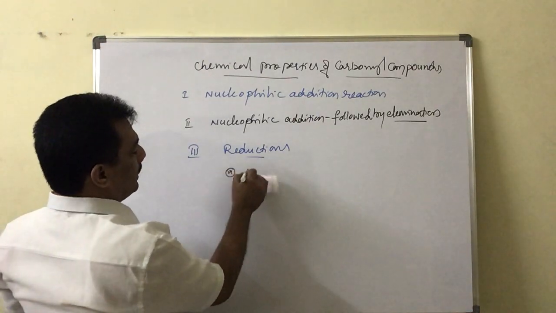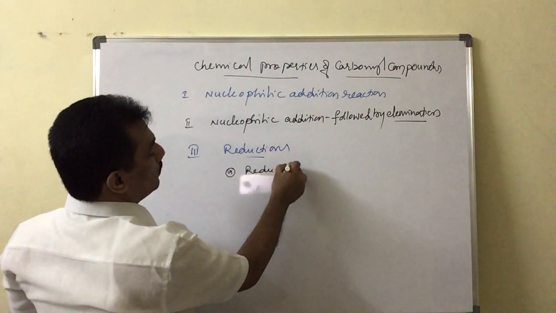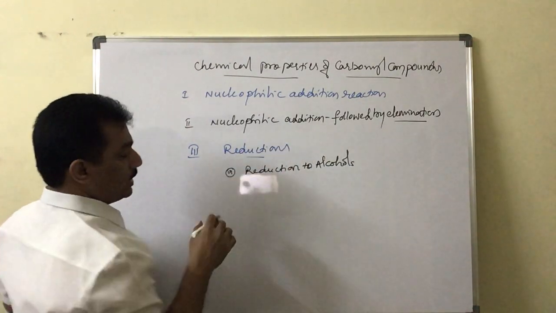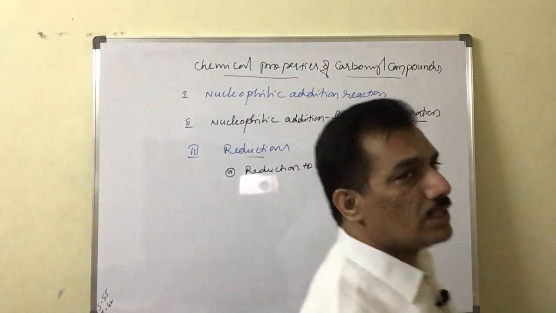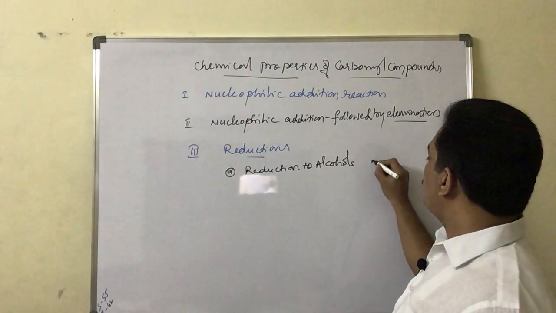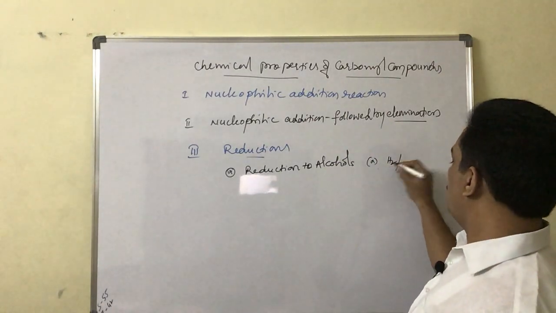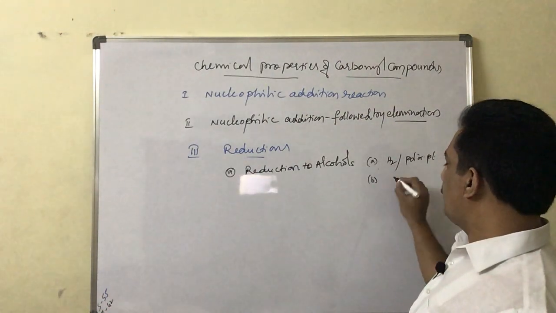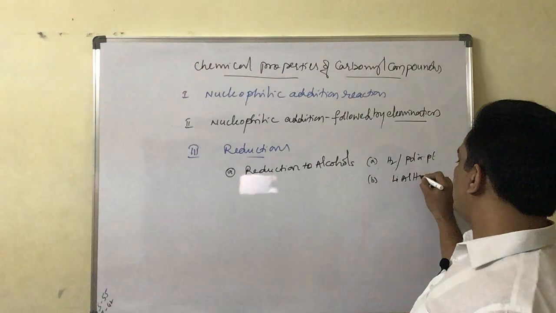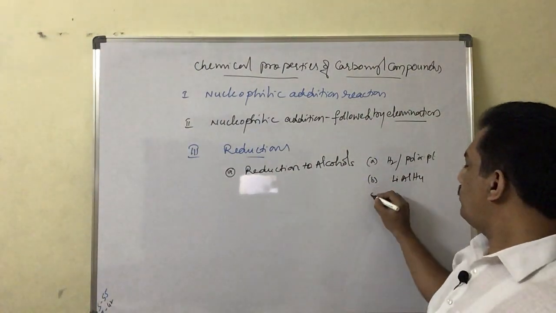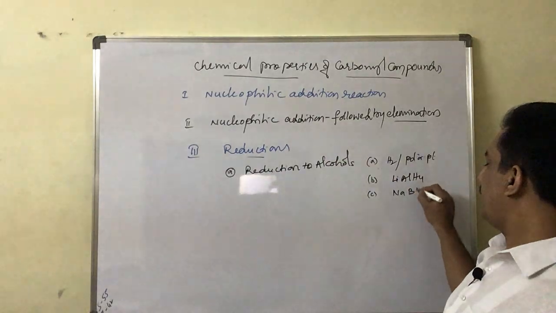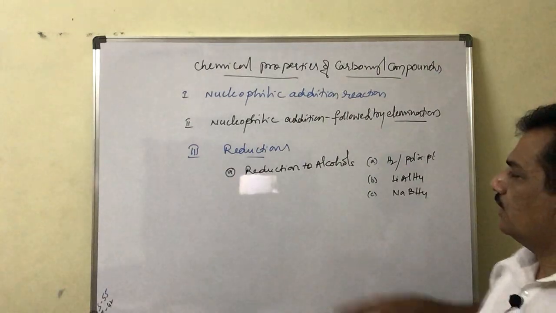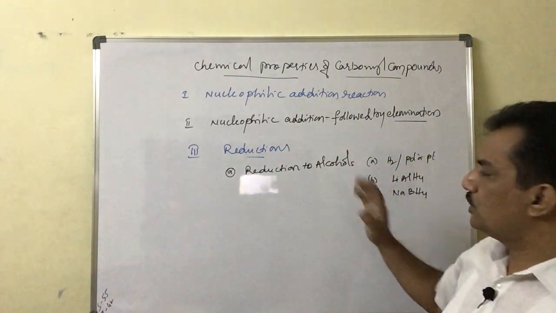One is reduction to alcohols only, that is just the preceding group. For this purpose the reducing agents used are hydrogen in the presence of palladium or platinum, that is heterogeneous hydrogenation, then lithium aluminum hydride, which is a metal hydride, and sodium borohydride. With these reducing agents, carbonyl compounds are reduced to alcohols.